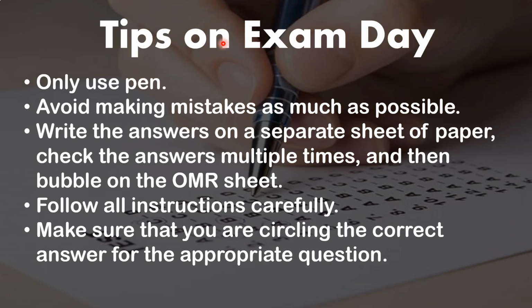So the best tip, in my opinion, is to write the answers on a separate sheet of paper, because bubbling the answers won't take much time. If you do all the answers at once, it'll take 10 minutes max. So it would be better to write all our answers on a separate sheet of paper and then check the answers multiple times. Make sure that you think all the answers are correct and then start bubbling on the OMR sheet when you're almost finishing the exam. This would help us avoid making a mistake on the actual OMR sheet. Also, follow all instructions carefully. Make sure that you're circling the correct answer for the appropriate question.